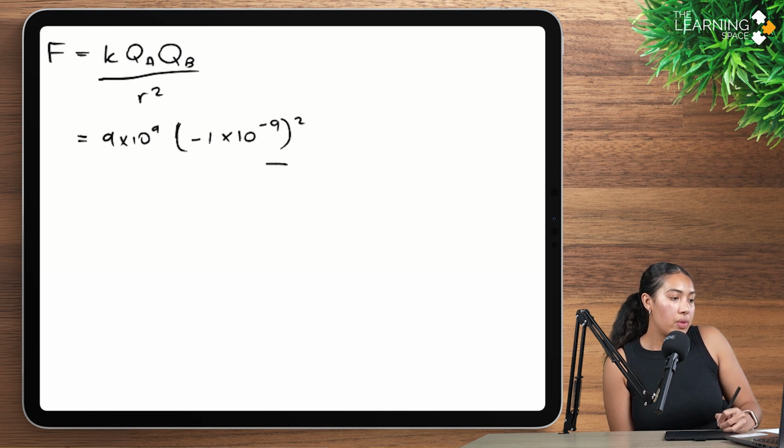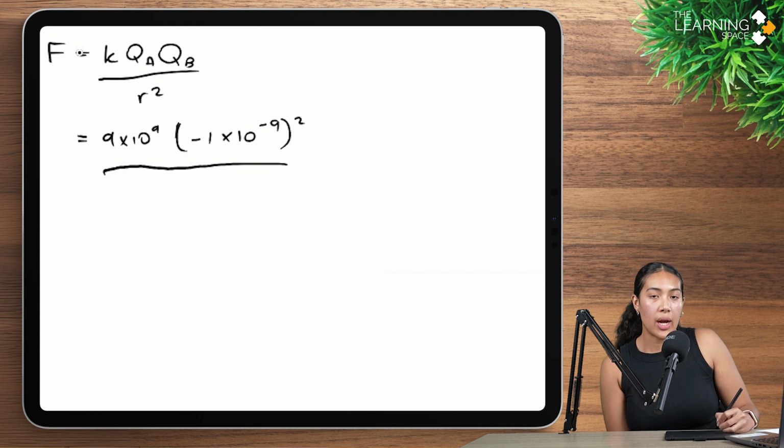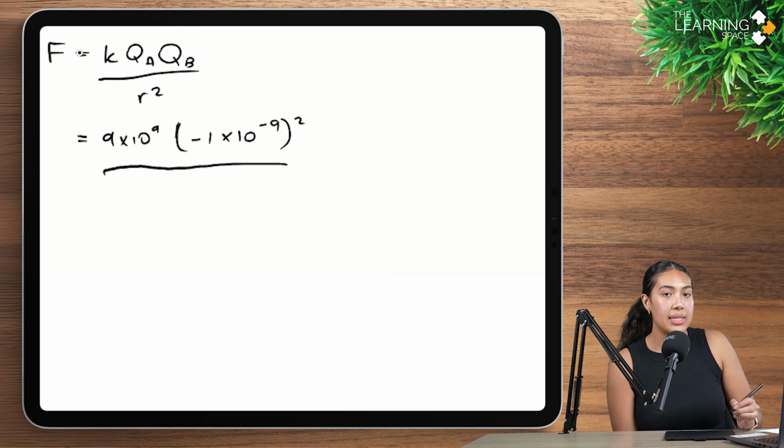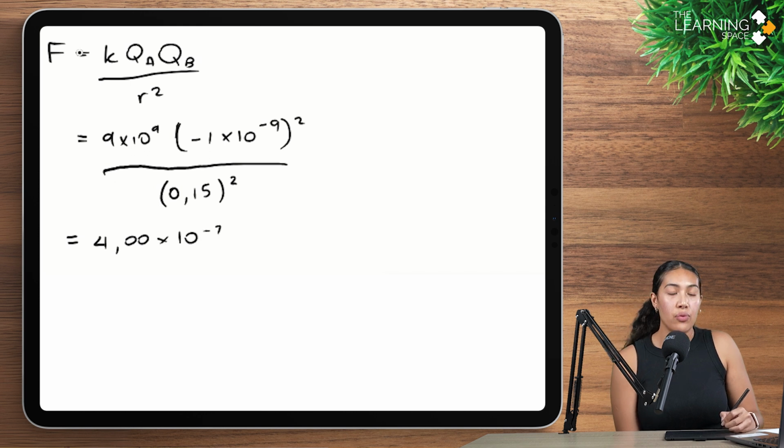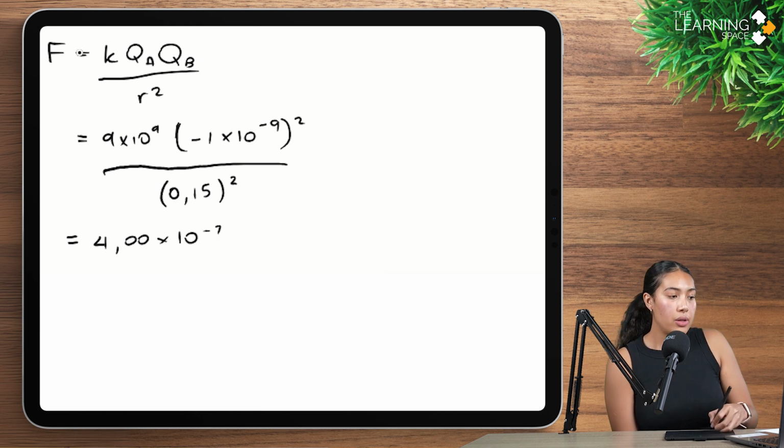We then put that over the distance, which in this case is 15 centimeters. But remember, you always try and get it in your SI unit, so we're going to convert centimeters to meters. To do that, it's going to become 0.15, right? And then I'm going to square that. So I do all those calculations, and I'm going to get 4.00 times 10 to the -7 as my answer for the force of A on B, right?